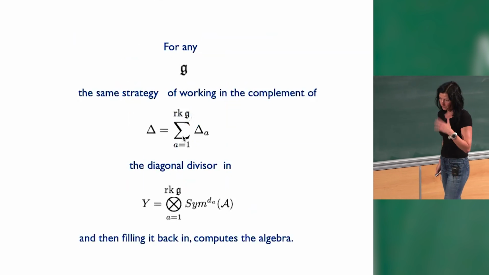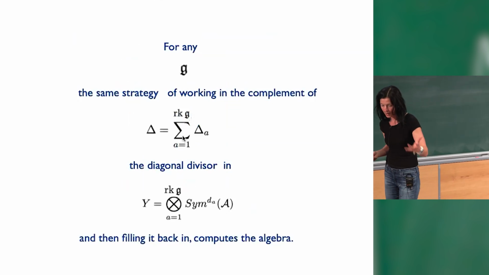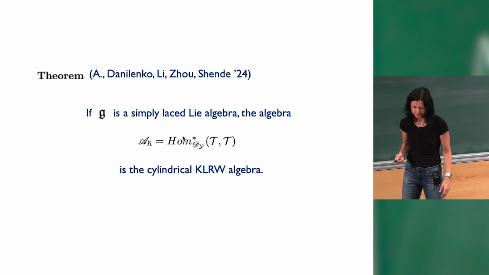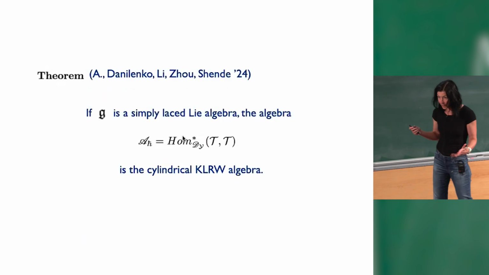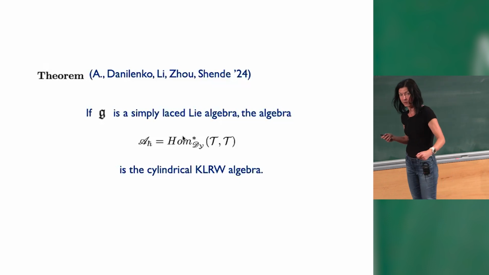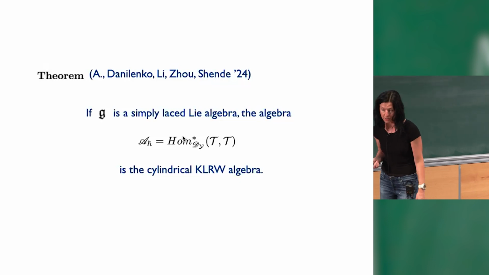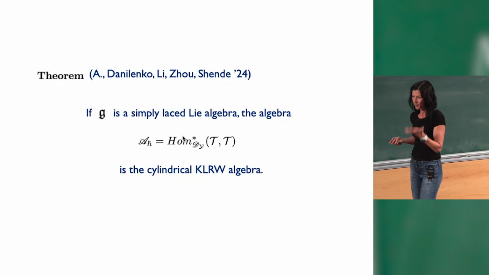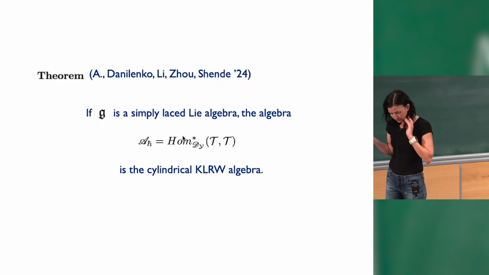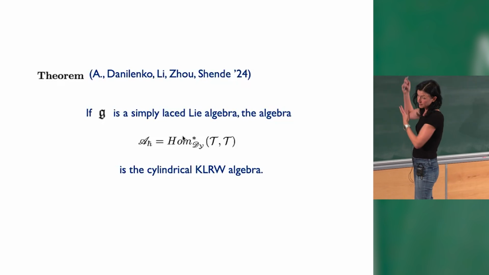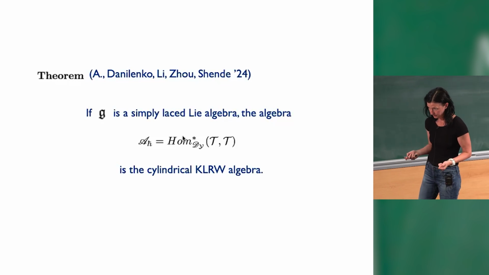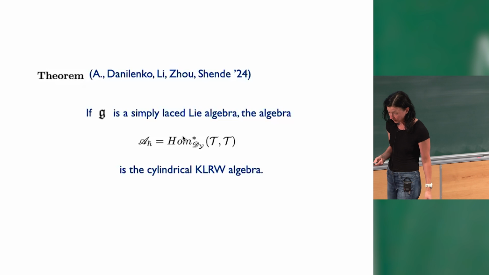So for any G, the same strategy works of deleting the diagonal divisor and filling it back in. And so in fact, what you find with this single deformation is that if G is a simply laced Lie algebra, the endomorphism algebra of these branes that I described is the cylindrical KLRW algebra. The same algebra we found on the B side.